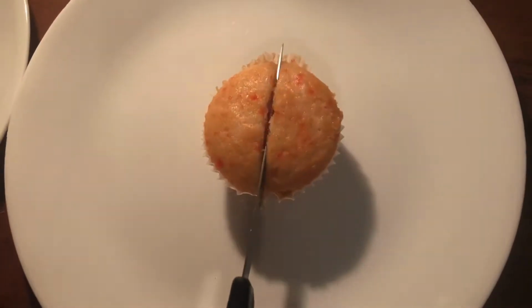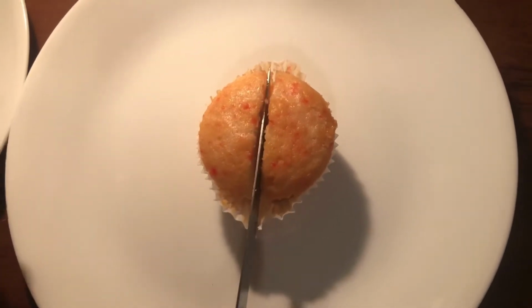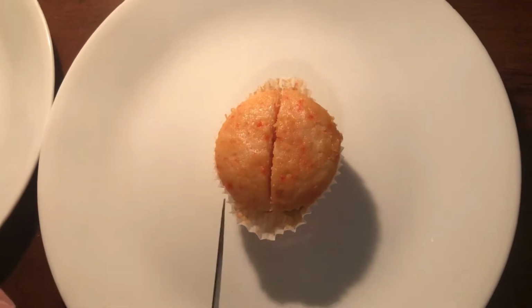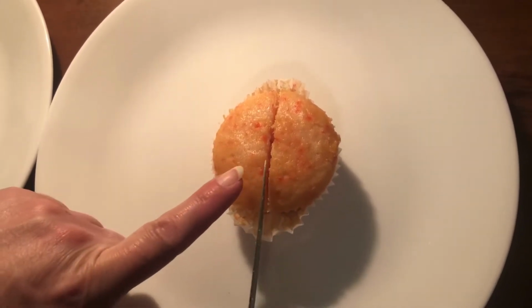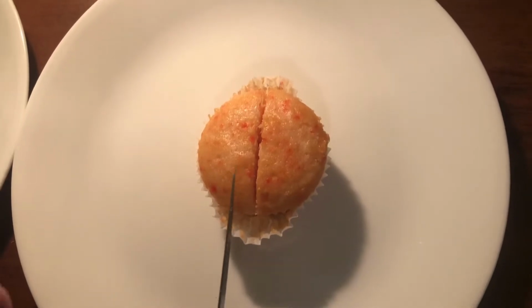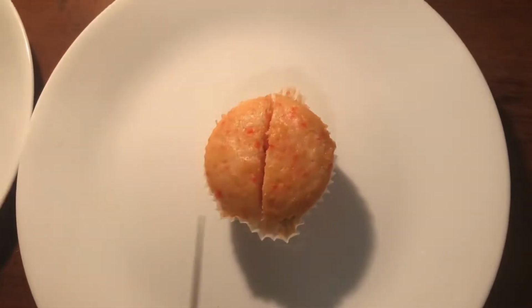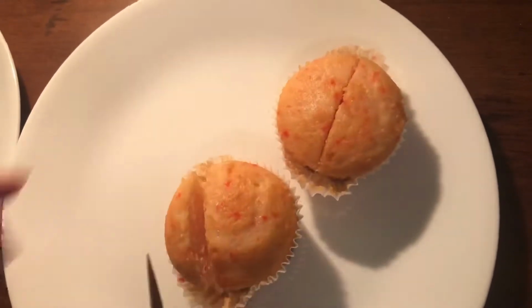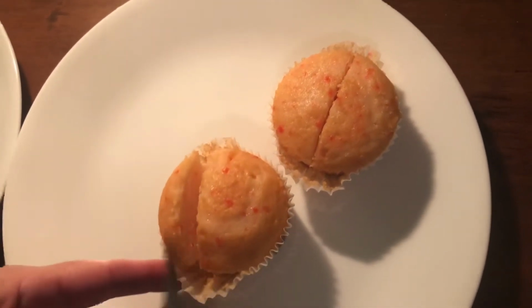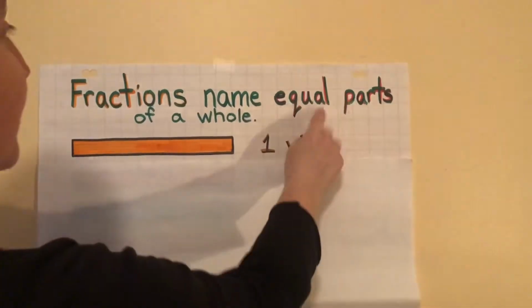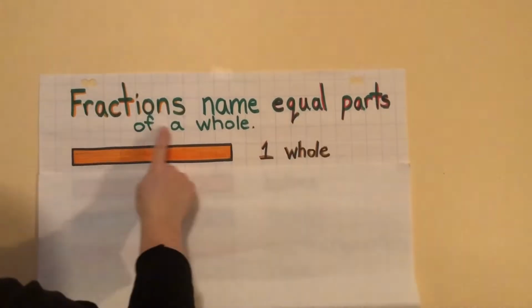If I cut it right in the middle, right in the half, like that, is that equal and fair? Yes, it is. And so now we can use fraction names for this. These are two halves. So that's really important to remember in fractions, that equal pieces can be called fractions. This is not fractions because the pieces are not equal. Right, so fractions name equal parts, as we talked about, equal parts of a whole.